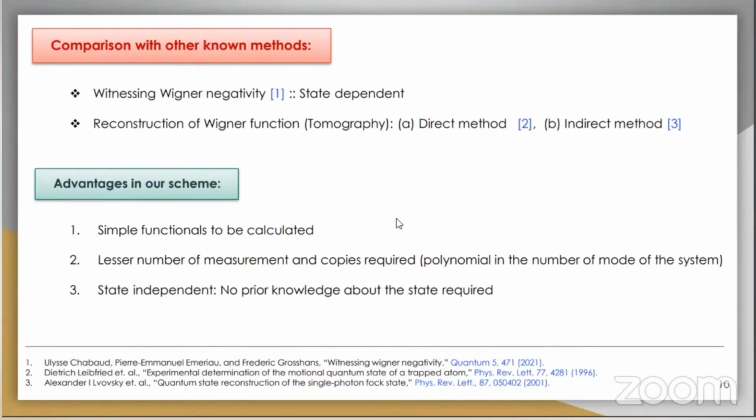And the second advantage is that for doing tomography, the number of states and measurements required is exponential. But since we are not trying to know the Wigner function exactly, we're just trying to know whether there is Wigner negativity or not, we need a very small number of copies. That's polynomial in the number of modes of the system. And finally, our method is state independent. So no prior knowledge is needed about the state. So that is an advantage over the witness approach.